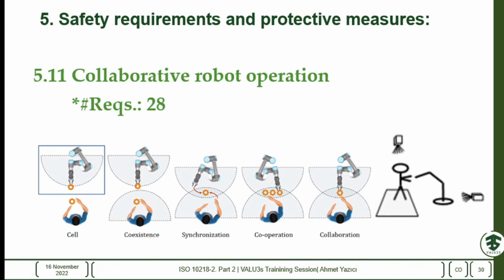The last part of the presentation covers the requirements for collaborative robot operation. As you know, there are different interactions between human and robot: isolated, coexistence, synchronization, cooperation, and collaboration. As mentioned at the beginning of the presentation, robot and human work together within a collaborative workspace, so at the same time they can handle the same object or do tasks on the same object.